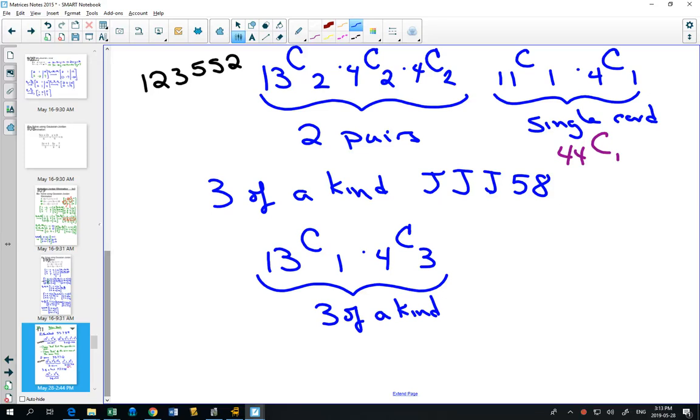Some people talk about that 4 choose 3 as choosing the suit, because after you've chosen the number, you need to choose the suits of the numbers. But I find it easier to think, okay, I chose the jacks, now I've taken out 4 jacks. Which of these jacks am I going to keep? Which 3? I choose 3 of them.